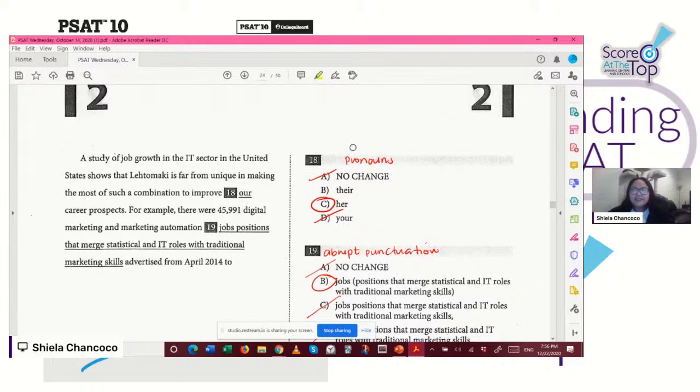So this one is all about trying to figure out which subject they are talking about, right? Like, are they talking about the people in the IT sector? Are they talking about the combination? If they're talking about her, right? So it's her.